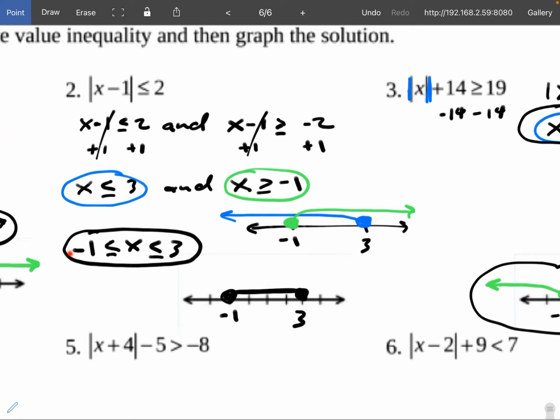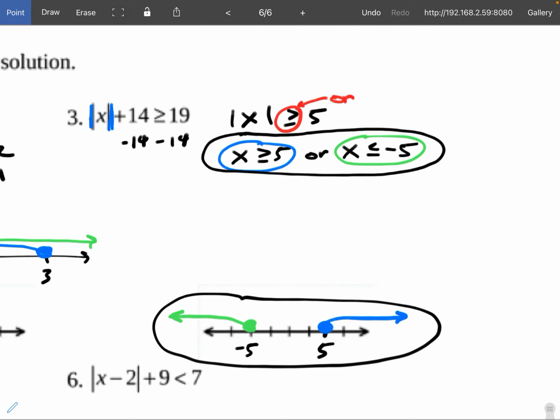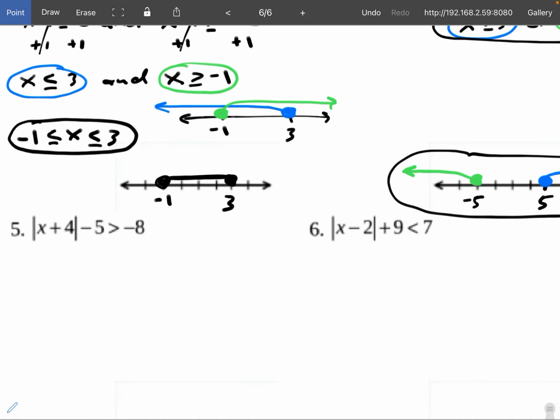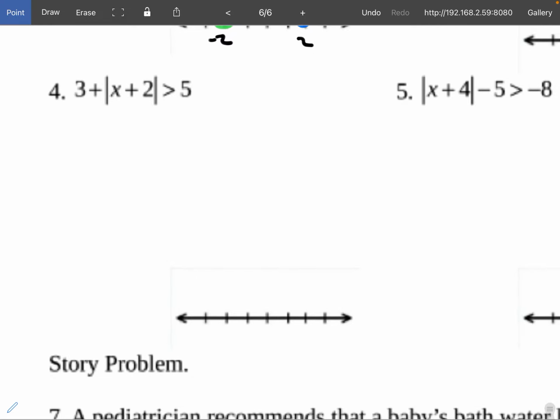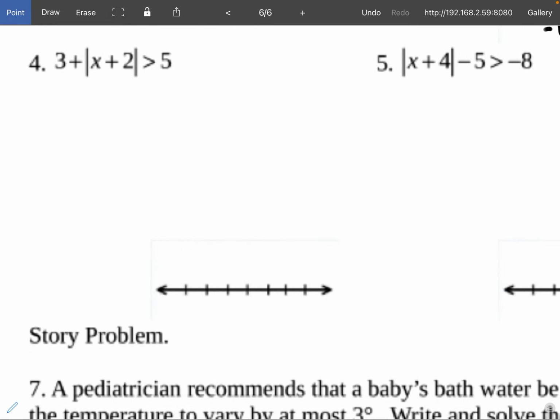We can't write it all as one statement like we did on the other ones, because they're two. You guys see that? When the graph looks like this, when it's all the x values in between two numbers, that's when we can write it as a between statement like that. But when it's an or, this is our answer right here.